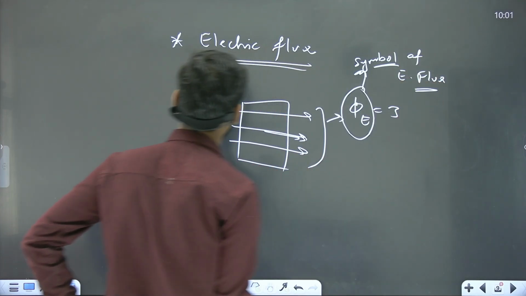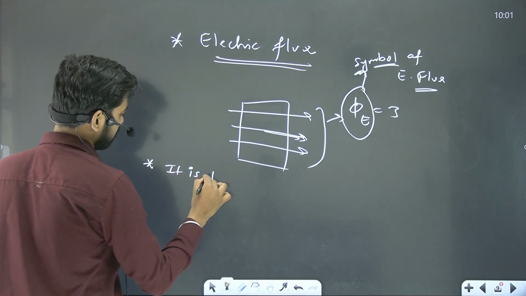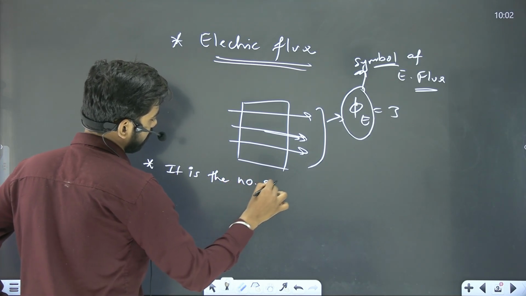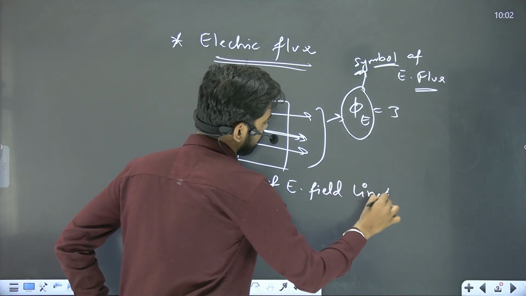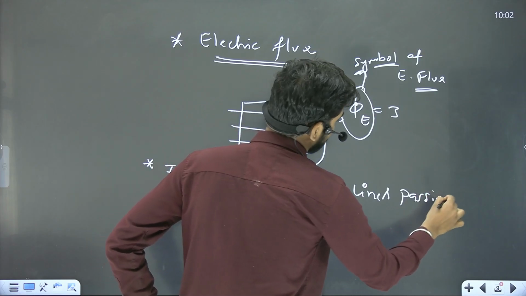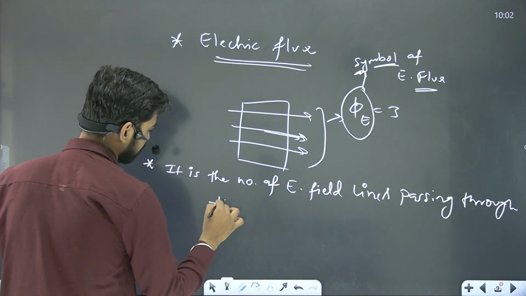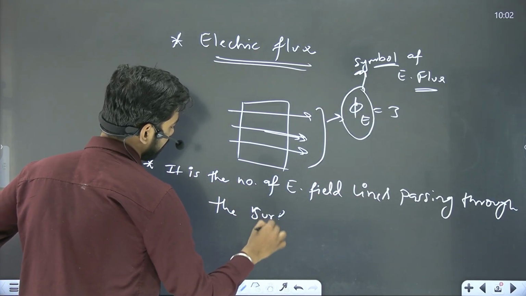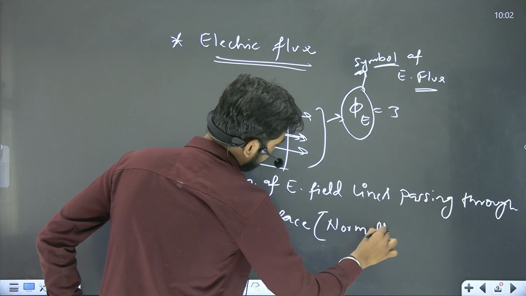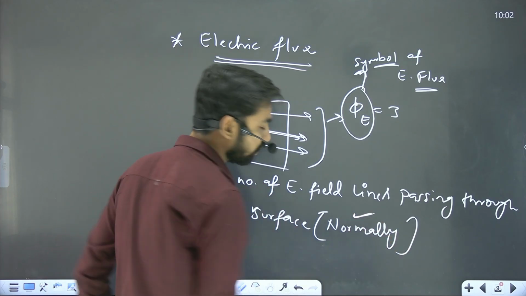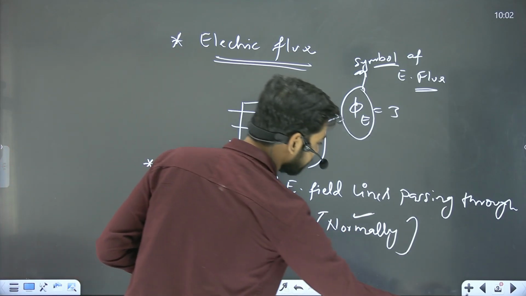So one thing, what is electric flux? It is the number of electric field lines passing through the surface normally. It's a very important thing. Normally is an important thing. How is it important? Let's see.